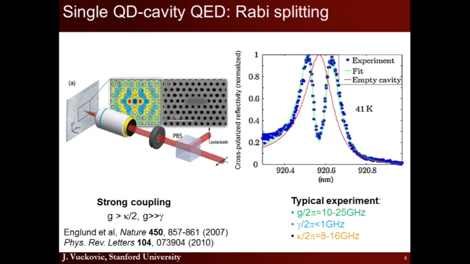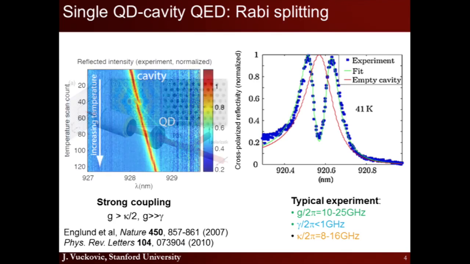And on the top right, you see what happens when we tune the quantum dot onto the cavity resonance. The cavity resonance splits into two peaks. This is the well-known Rabi splitting, and from the splitting, we can infer g.